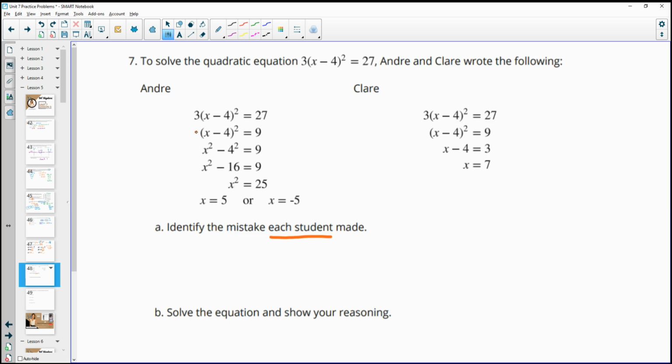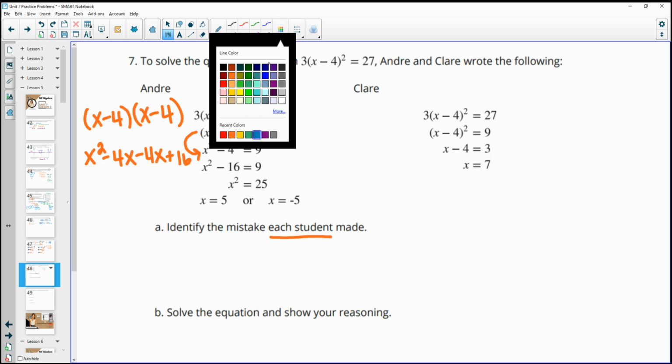Then the second step, when he goes from here to here, he just distributes in the squared. So he's saying that (x − 4)², we can just bring those squareds in, and that is false. Because remember that (x − 4)² is really (x − 4) times (x − 4). And then we can either use the area model, or you're multiplying x times x to get x², x times negative 4 to get negative 4x, then distributing the negative 4 to both, so getting negative 4x and then positive 16. So that's where Andre went wrong.